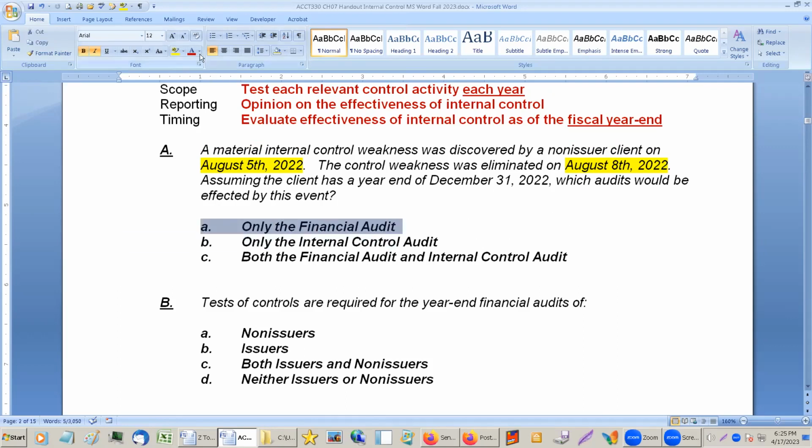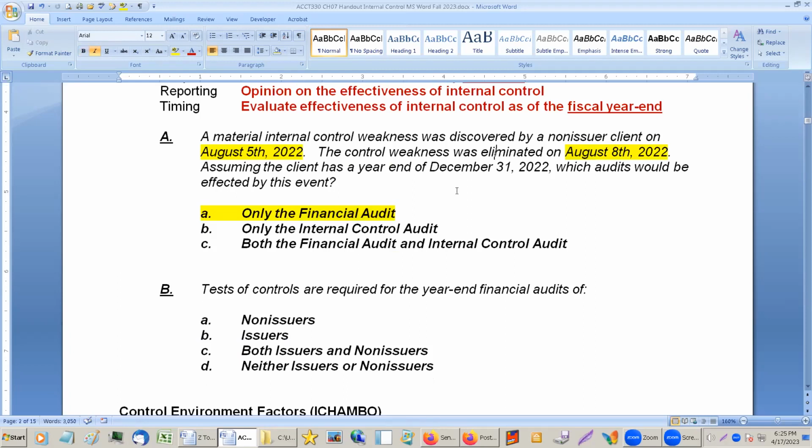Good. You know, it sounds odd. There's an internal control problem, but it will not be in the internal control audit because the internal control audit is at year end.